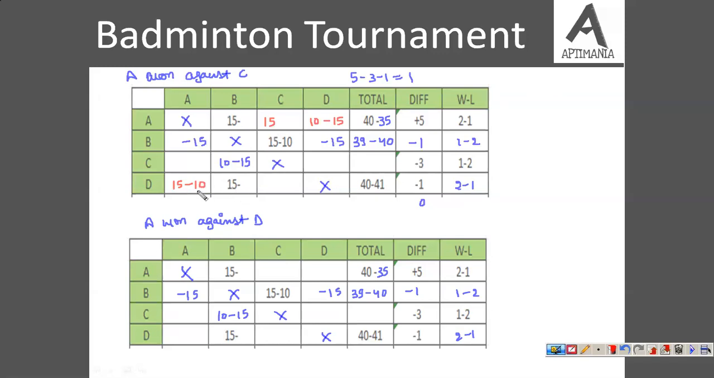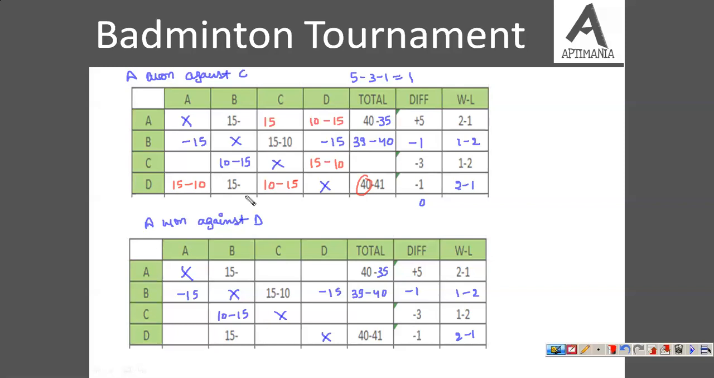Now D has won 2 of the matches, so this match must be the one जो वो हारे होंगे C से. So from here we can fill that C का score 15 कम something रहा होगा. Fine. Now further we'll calculate the total points that D has scored is 40. So 15 plus 15, so here it must be 10. तभी D का 40 होगा total. Or if this is 15 10, so this must be 10 15.